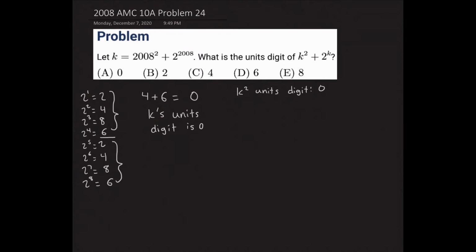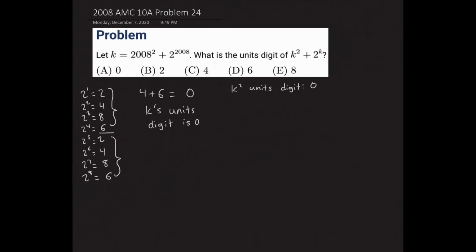Now the next part is the actual interesting part of the problem. We have to find out what the unit digit of 2 to the k is. Now to do this, we know that 2008 squared plus 2 to the 2008 is definitely a multiple of 2. But when determining the unit digit for 2 raised to some power, what matters is whether it's a multiple of 4 or not. And so to determine whether or not it's a multiple of 4, we have to see if each of these individual parts are multiples of 4. By that I mean we have to see if 2008 squared is a multiple of 4, and 2 to the 2008.